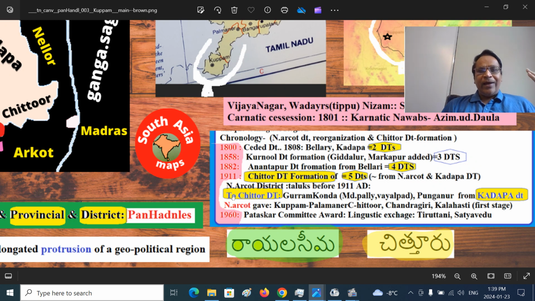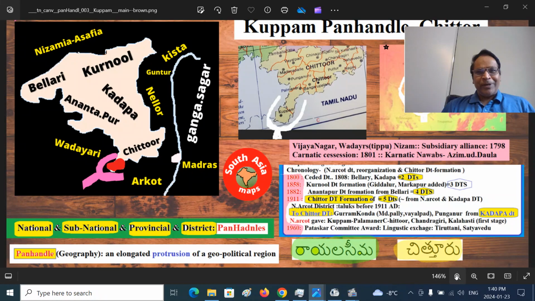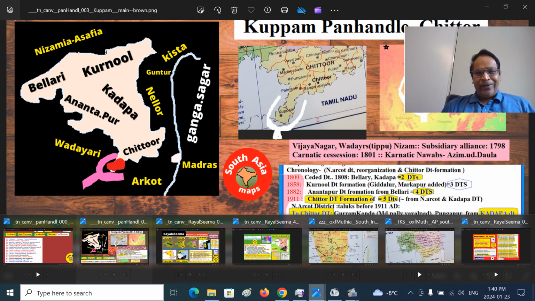And North Arcot gave Kuppam, Palamaner, Chittoor, Chandragiri, Kalahasti in the first stage. Then, after Radcliffe and all those, and the boundary demarcation between Telugu-speaking areas and Tamil-speaking areas after the formation of Andhra State, later Andhra Pradesh, 1956, the Pataskar committee changed certain areas like the Tiruttani region and Satyavedu region. That is not that critical, but these things will put you in the proper perspective. The formation of the Kuppam panhandle region.